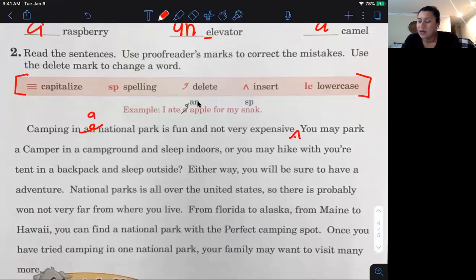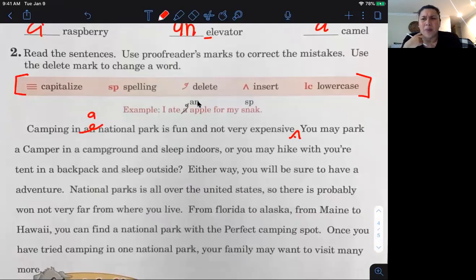Here we go. You may park a camper in a campground and sleep indoors, or you may hike with your tent in a backpack and sleep outside. Question mark? Let's see. Well, you may park a camper.